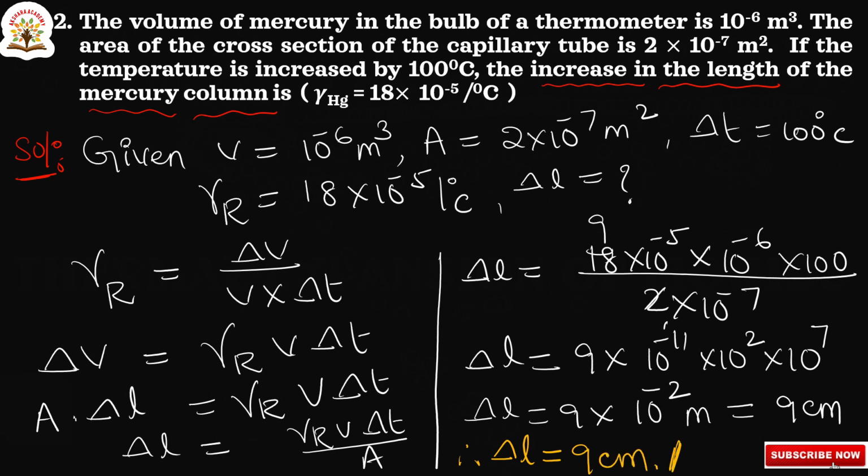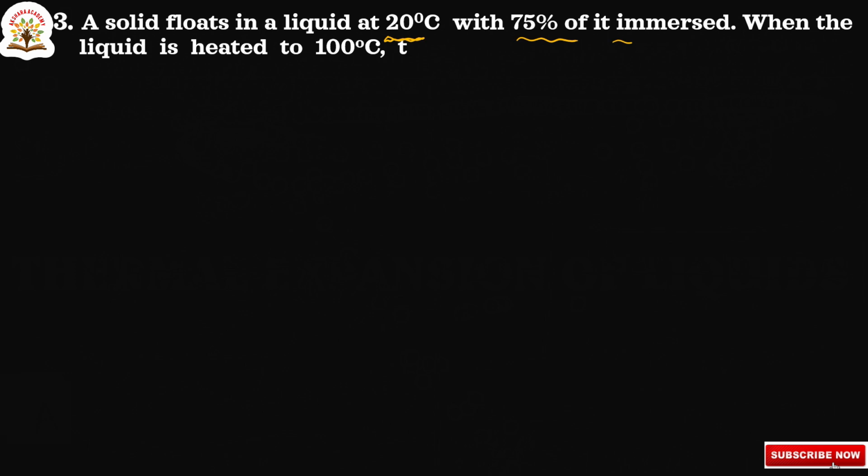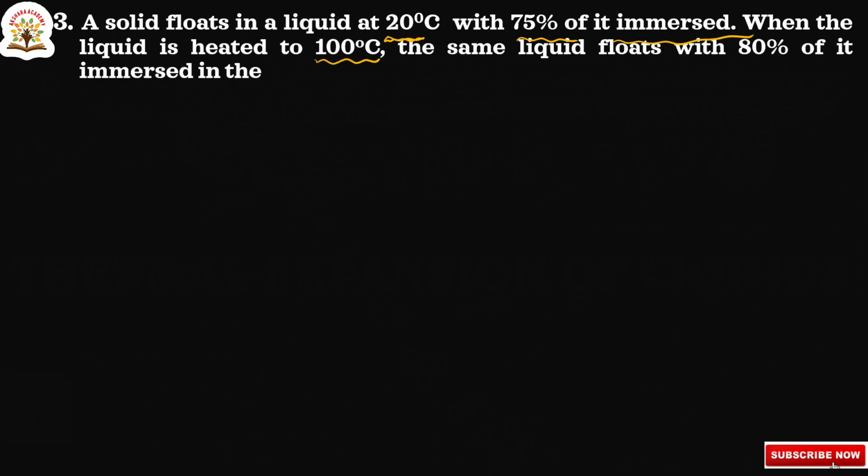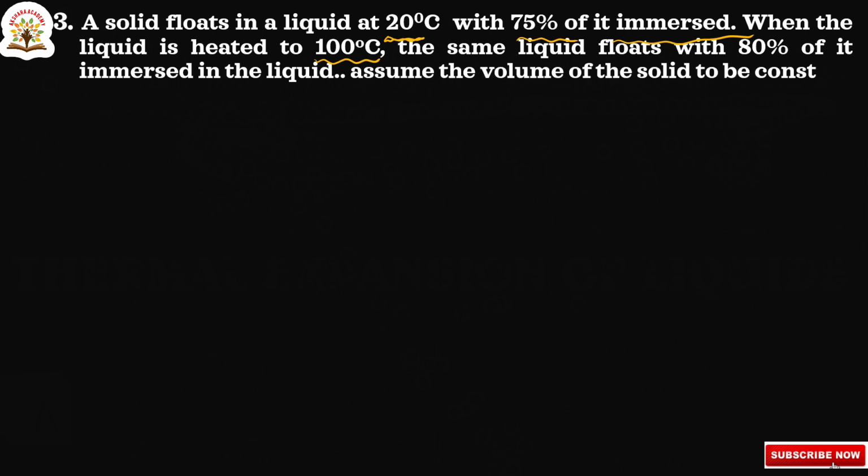Okay. Next we will go to the next question. A solid floats in a liquid at 20 degrees centigrade with 75% of it immersed. When the liquid is heated to 100 degrees centigrade, the same liquid floats with 80% of it immersed in the liquid. Assume the volume of solid to be constant. Here they have given the volume of solid to be constant.